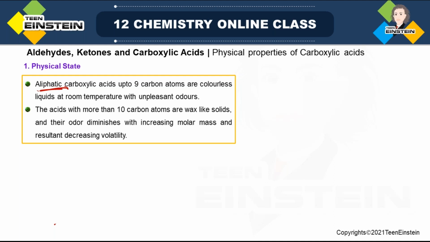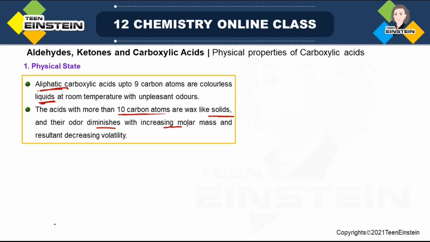because if it is more than that, it will have more molar mass, and with more molar mass, the physical state will gradually change from vapor to liquid to solid. As aliphatic carboxylic acid is already liquid up to 9 carbon atoms, that means if you are going beyond that, they will be solid. So that is why, to come to the second point, the acids with more than 10 carbon atoms are wax like solid, not very crystalline solid, and their odor also diminishes.